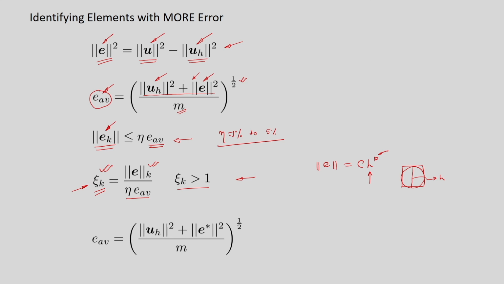Now, everything is fine except that if I do not know the exact solution, how do I calculate E? Alright, because E depends upon the difference between the exact solution and the finite element solution, U minus UH. Alright, it depends upon the exact solution and the finite element solution, but we do not know the exact solution for all the problems. Alright, in general we do not know the exact solution.